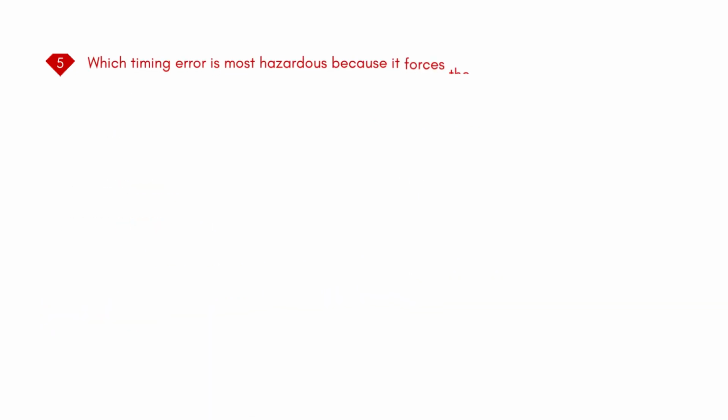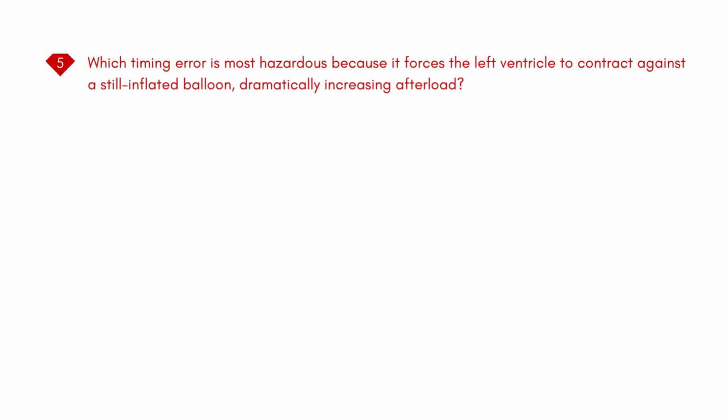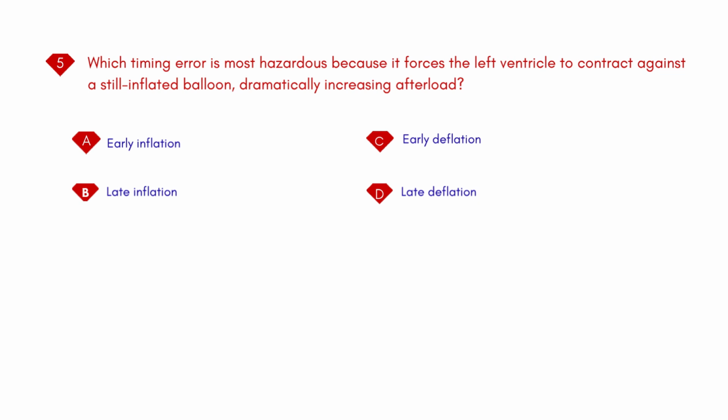Which timing error is most hazardous because it forces the left ventricle to contract against a still inflated balloon, dramatically increasing afterload? A. Early inflation. B. Late inflation. C. Early deflation. D. Late deflation. Answer: D.